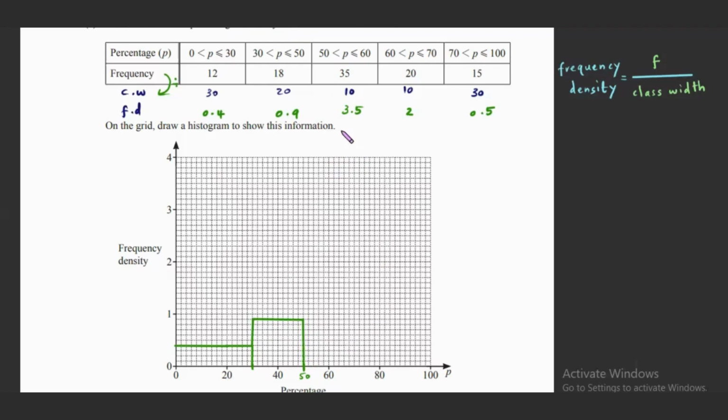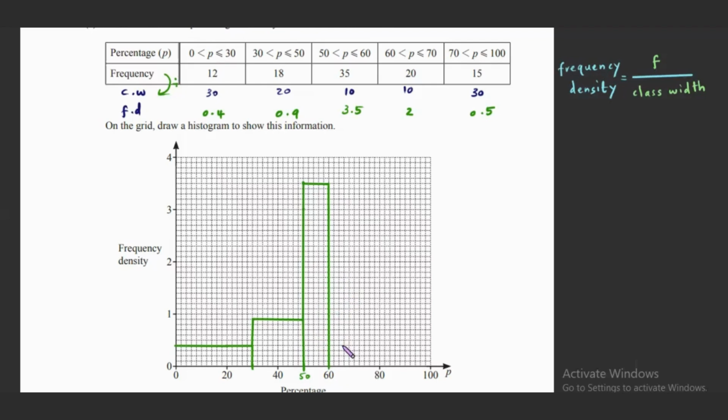Next, we have 50 to 60, which is 3.5. So this is 50. This is where 60 is. It has a height of 3.5. So I'm going to go all the way up here. So this is where 3 is. So 3.5 will be here. So I'm going to draw the column now by connecting it like this. And it's from 50 to 60. So this is how it will be.